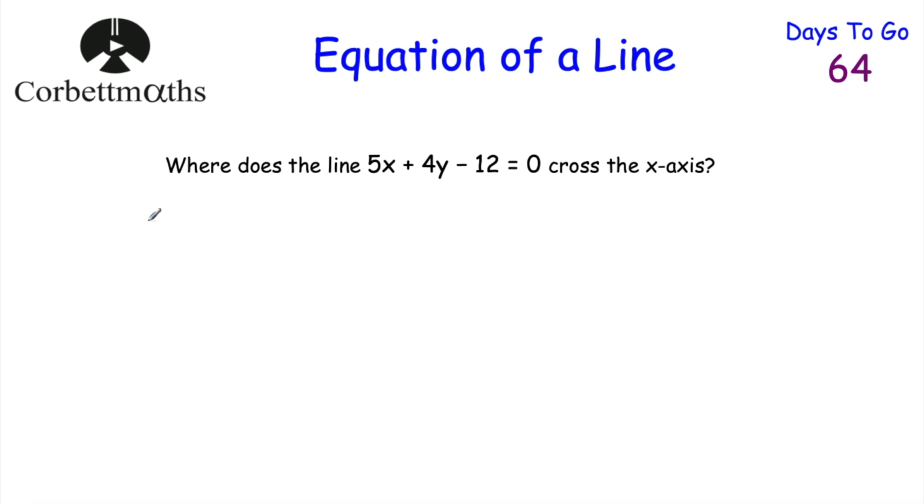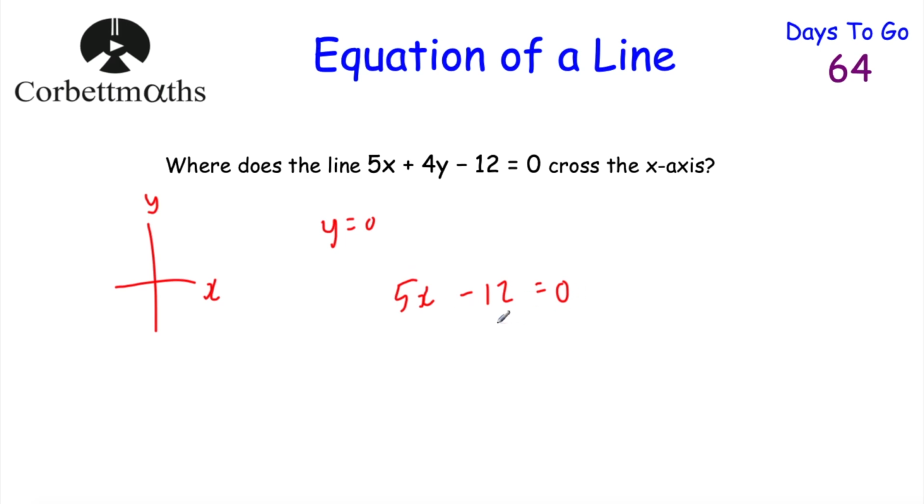So if you had a little sketch of your x-axis and y-axis, to find where it crosses the x-axis, you know the height is equal to 0, so you know y is equal to 0. So let's substitute that into our equation. So we'd get 5x. And then we've got plus 4y. Well, 4 times 0 is 0, so that's going to be plus 0. And then we've got minus 12, so minus 12 equals 0. So because y is equal to 0, 4 times 0 is equal to 0. So we've just got 5x minus 12 equals 0.